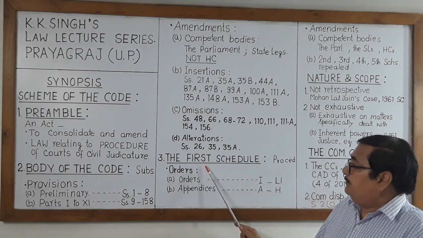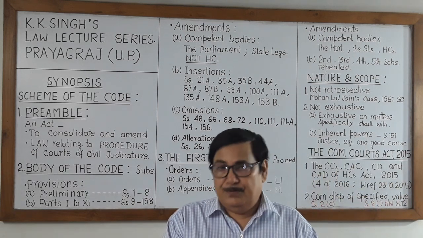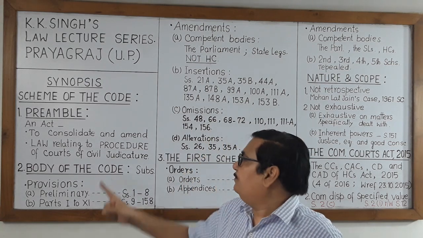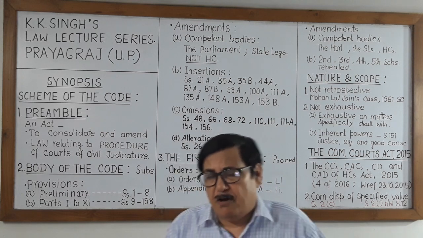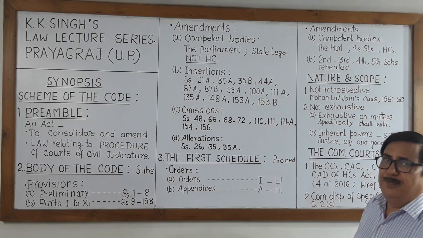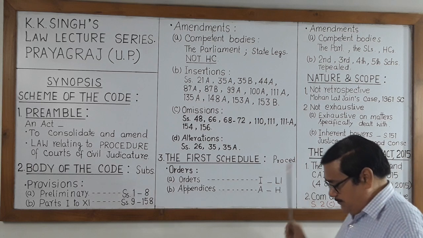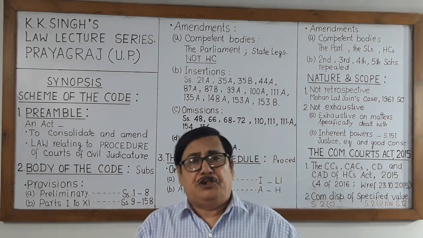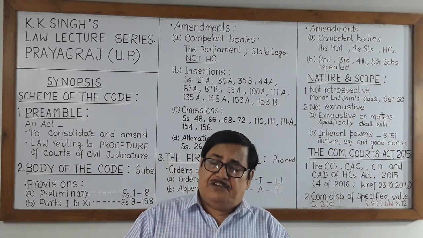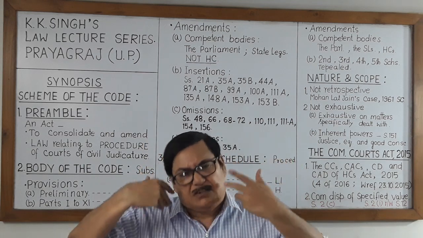Now, third, the first schedule. The scheme of the code: first, preamble; second, body of the code; third, the first schedule. The first schedule to the code is procedural in nature, and it contains various orders containing hundreds of rules.